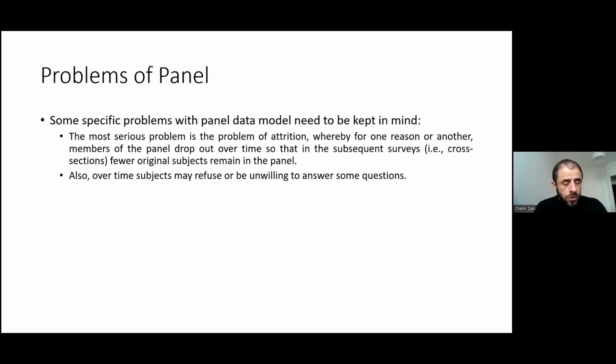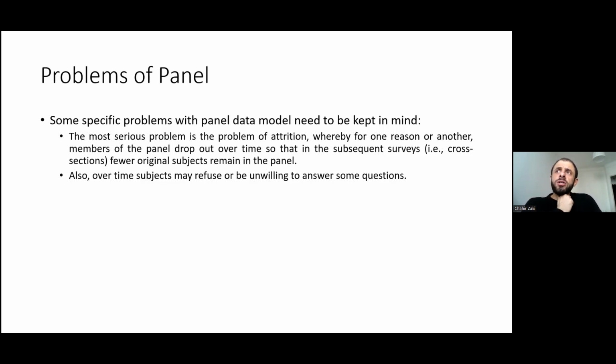Clearly, despite those advantages of the panel models, they also suffer from some problems. The most serious problem is attrition. If I run a survey in 2020 in order to examine the effect of the pandemic on Egyptian firms, for instance, and then I decide to run a second survey in 2024 for the same firms in order to see how they behaved between these 2 points in time.